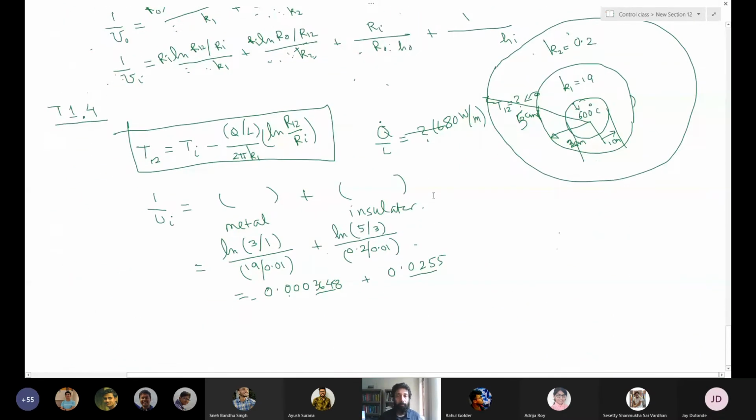So we write Q by L equals 1 over (1 over Hi Ri times 2 pi) plus ln(R12 over Ri) over K1 2 pi plus ln(Ro over R12).